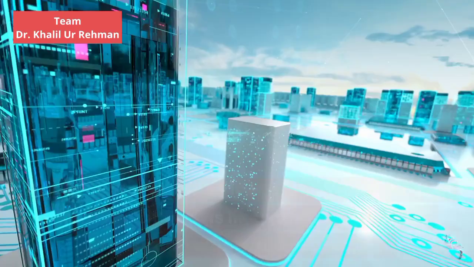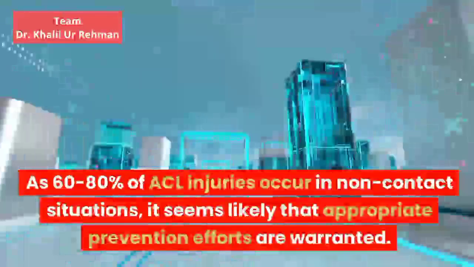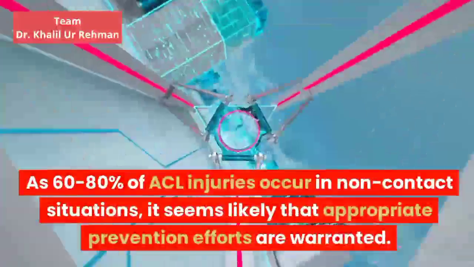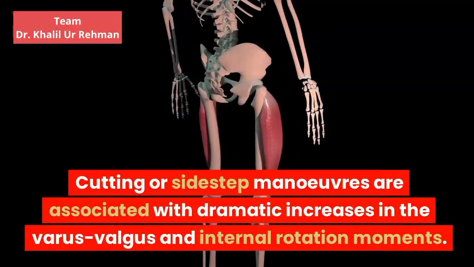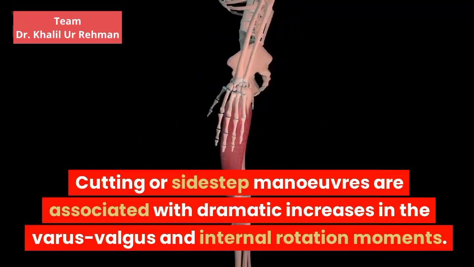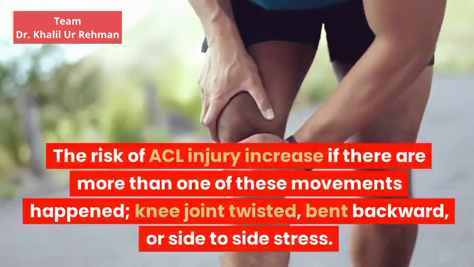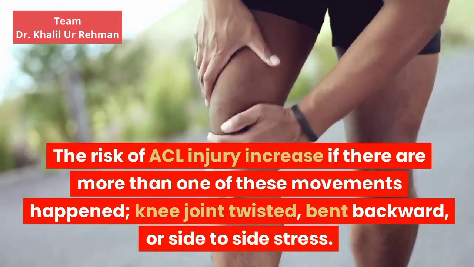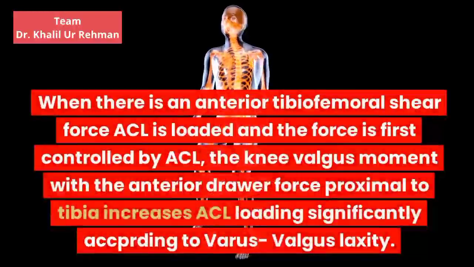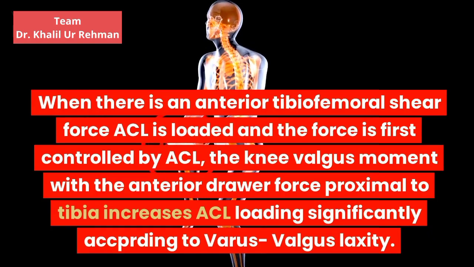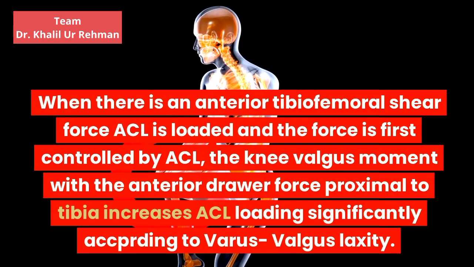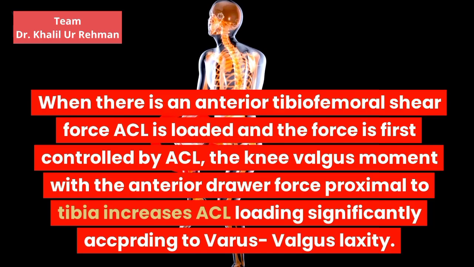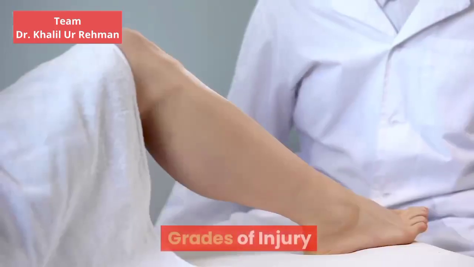Biomechanics of injury. As 60 to 80% of ACL injuries occur in non-contact situations, it seems likely that appropriate prevention efforts are warranted. Cutting or sidestep maneuvers are associated with dramatic increases in the varus, valgus and internal rotation moments. The risk of ACL injury increases if more than one of these movements happen: knee joint twisted, bent backward, or side-to-side stress. When there is an anterior tibiofemoral shear force, the ACL is loaded and the force is first controlled by the ACL. The knee valgus moment with the anterior drawer force proximal to the tibia increases ACL loading significantly, excepting varus valgus laxity. Grades of injury.